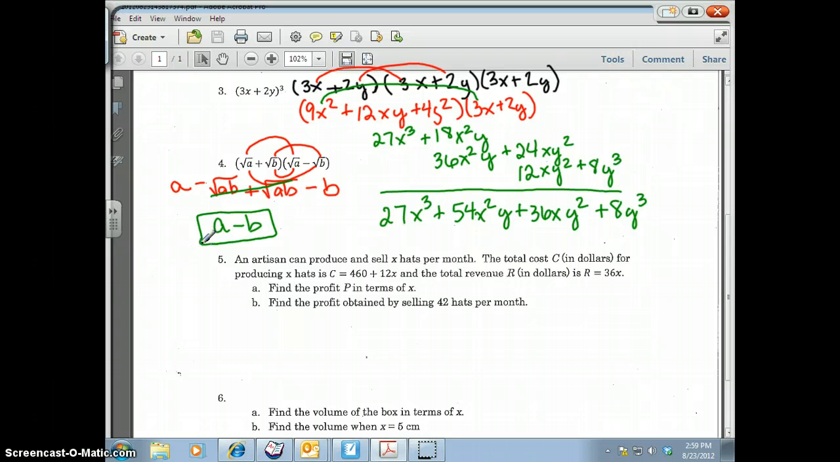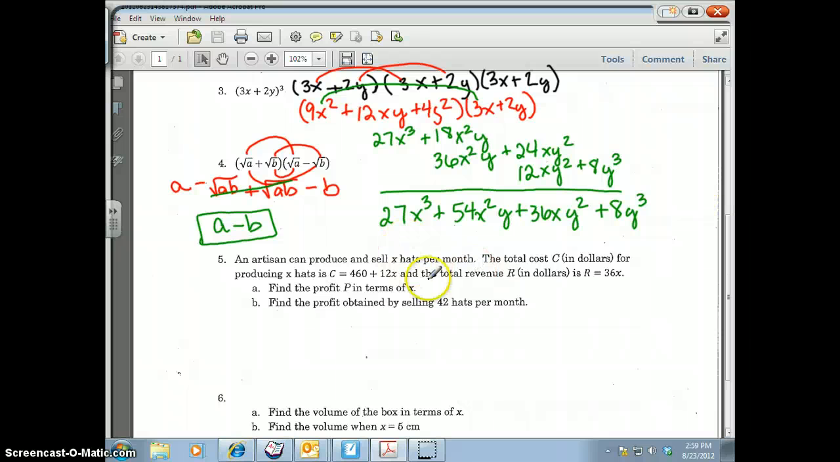Number 5, an artisan can produce and sell x hats per month. The total cost in dollars for producing x hats is C equals 460 plus 12x, and the revenue is R equals 36x. Find the profit.